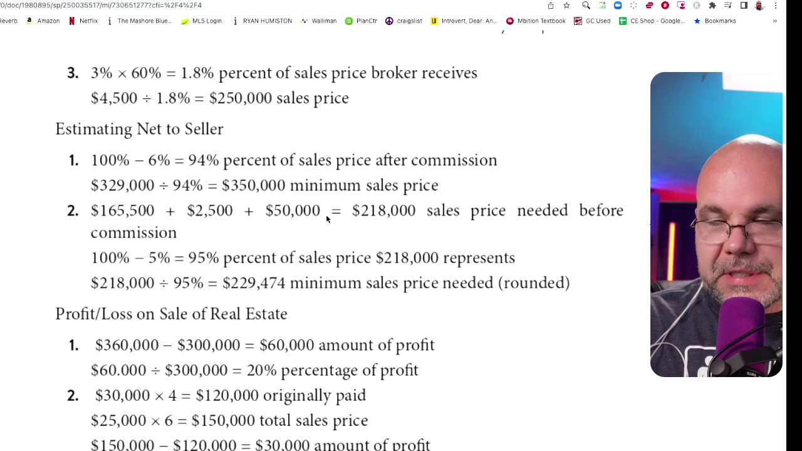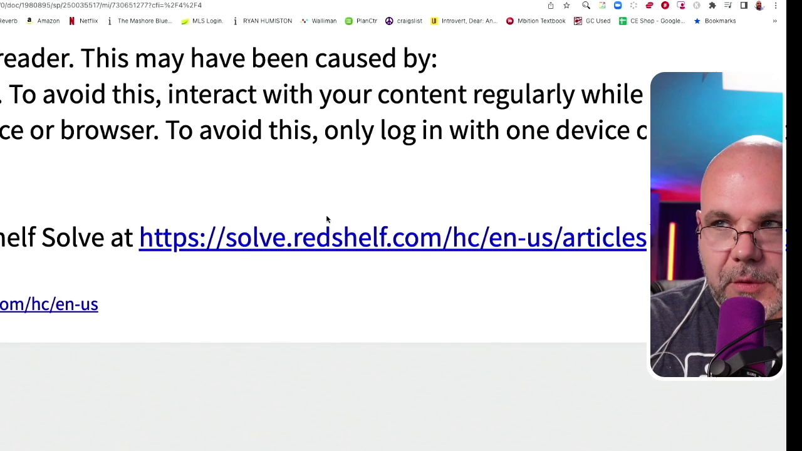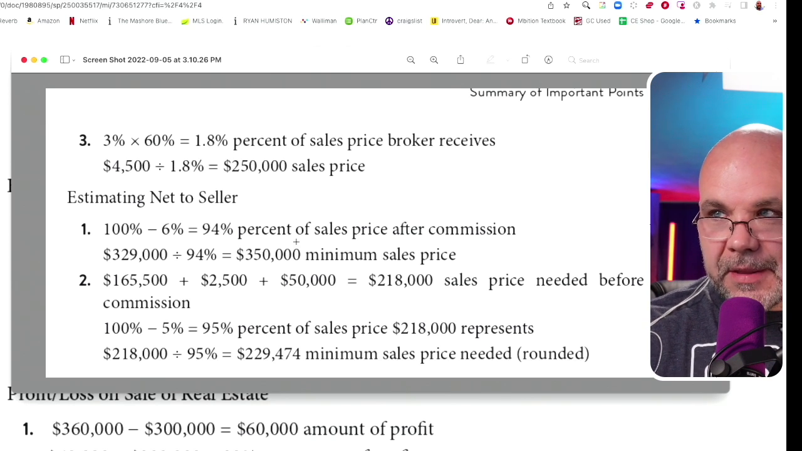Now, what's the difference? What's the split between you and your seller? The split between you and your seller is 95-5. The seller is getting 95% of whatever they sell it for. The seller's portion is 95% of the sales price. $218,000 is 95% of whatever the sales price is. Take our $218,000, divide it by the 95%, and that gives you the $229,474.